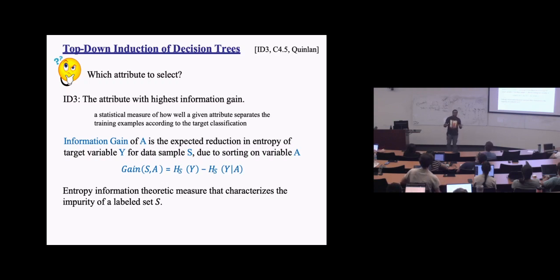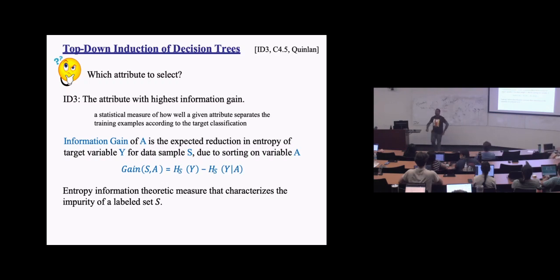Clear? Yes? A is like a specific value for the attribute? It's a particular attribute, it's not a value. And we will show what happens for different values. You need to take an expected value over all the possible values of that particular variable. You need to do an expectation.